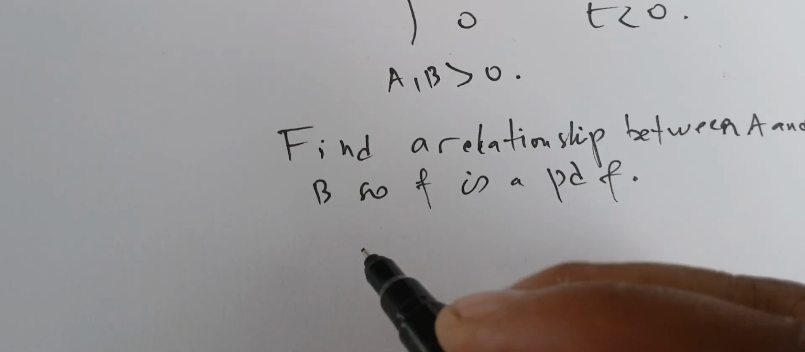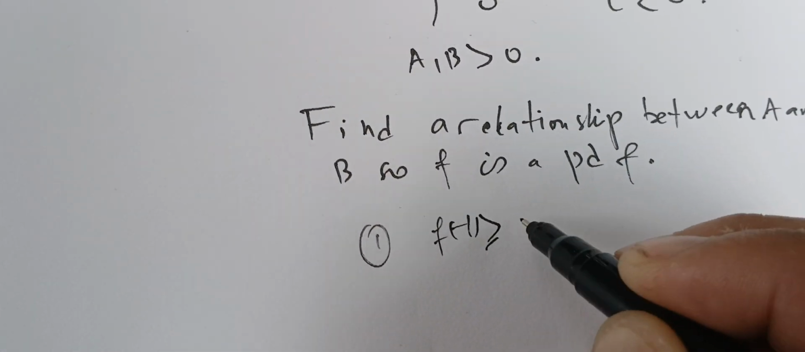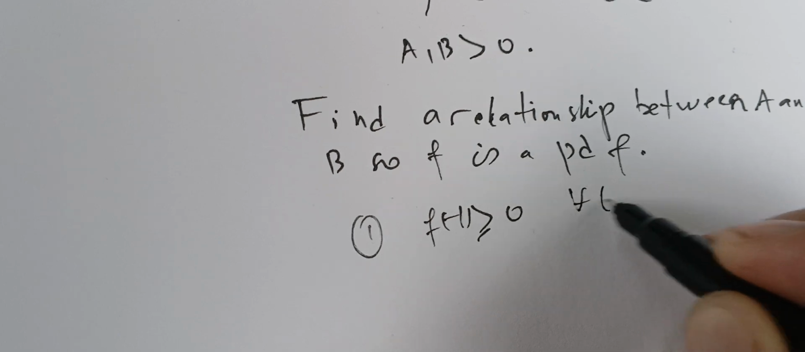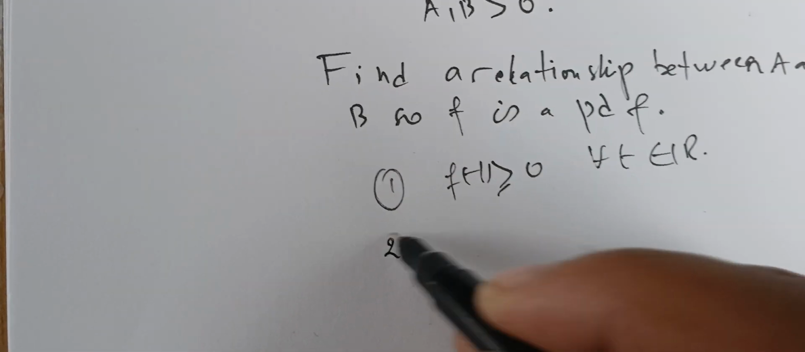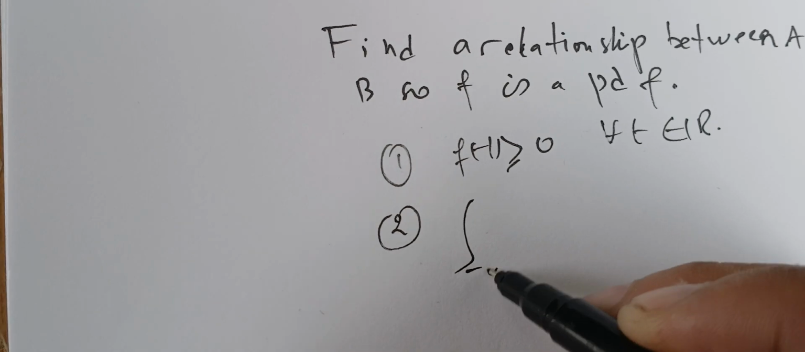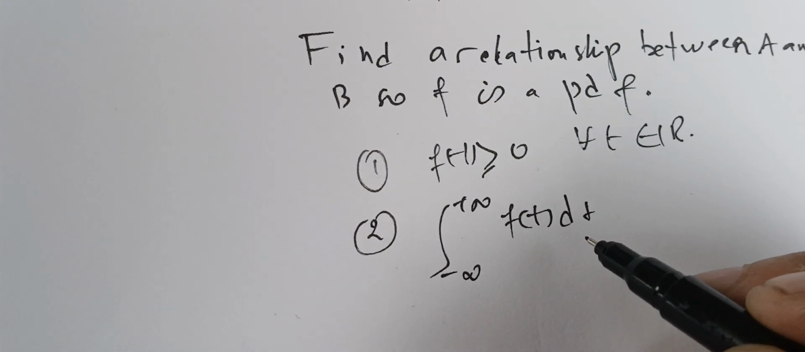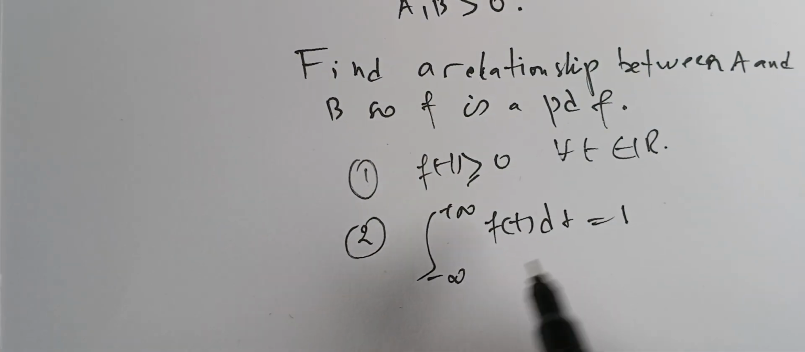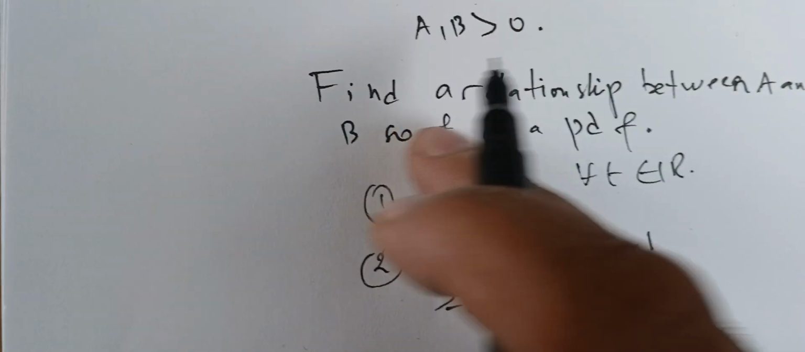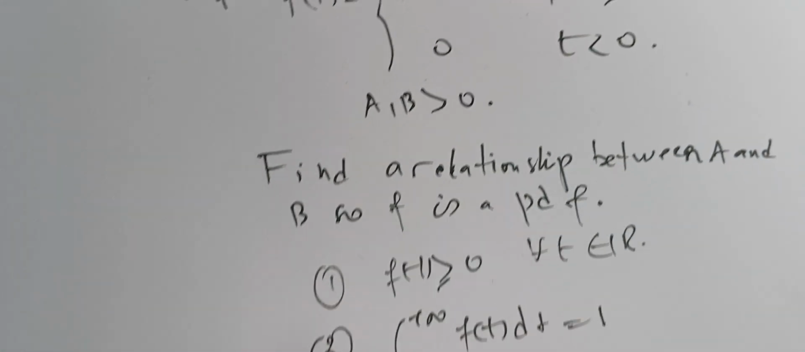First, we need to show that f of t is bigger than 0 for all t's in R. Second, we need to prove that the integral between minus infinity and plus infinity is 1. So to find the relationship between A and B, we check these conditions here.